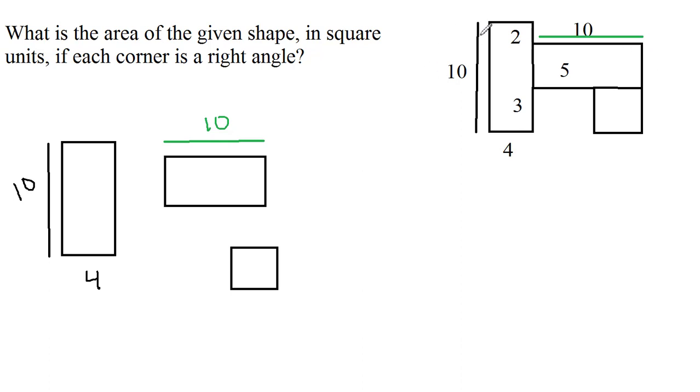So we know that this length in total is 10, and this small segment is 2, and this segment is 3. So we can find out what the missing segment right here is by having 10 minus 2 and minus 3. This gives us the side length of 5.